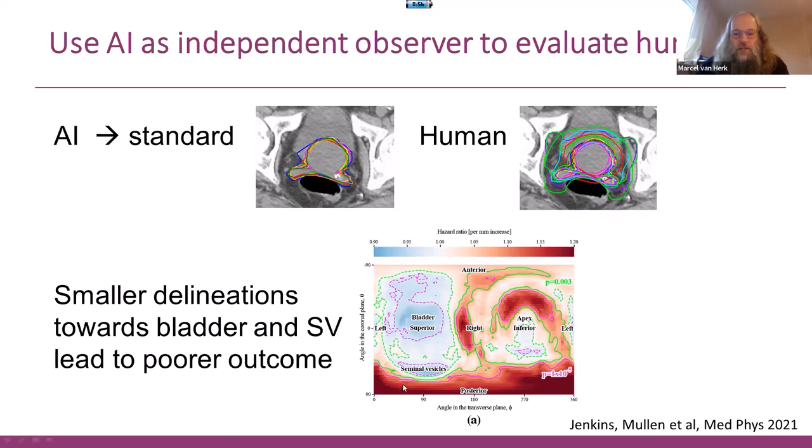And what they showed is that if you increase the delineation around the bladder and the seminal vesicles, you get a better outcome. And correlated to that is a decrease of the targets in other directions.